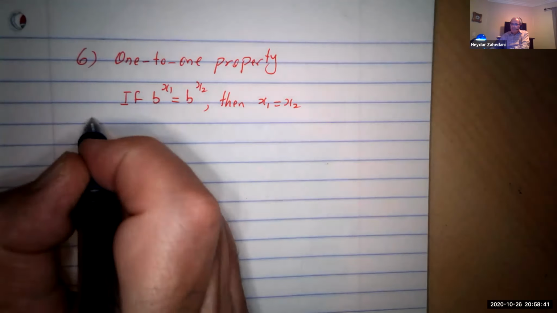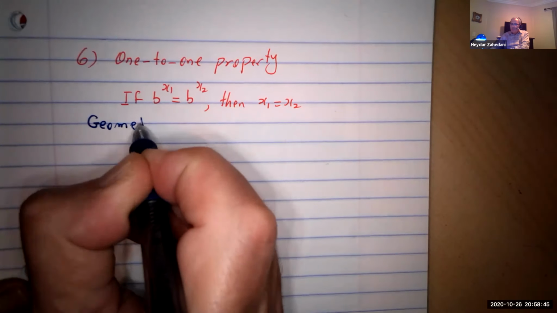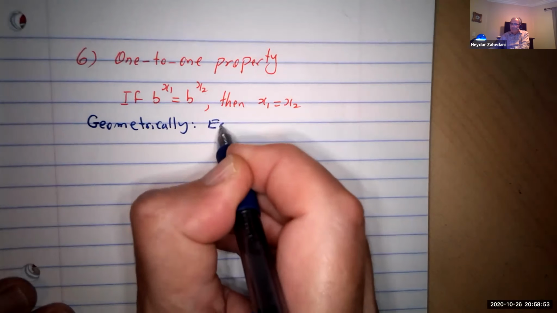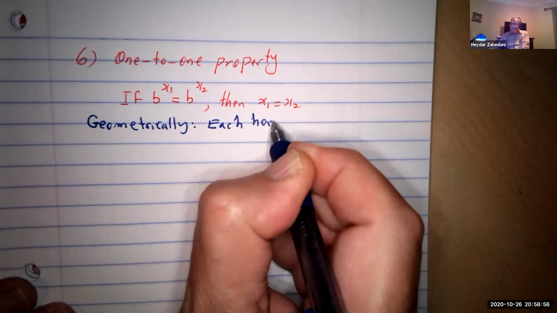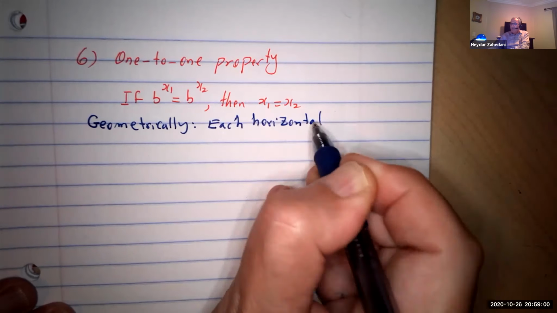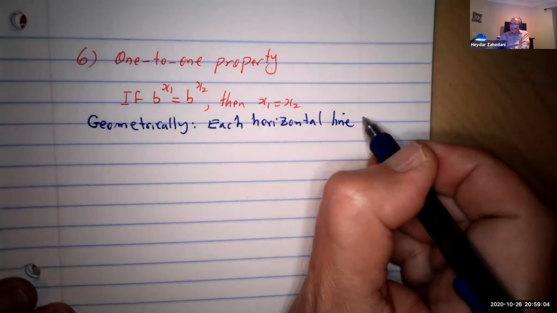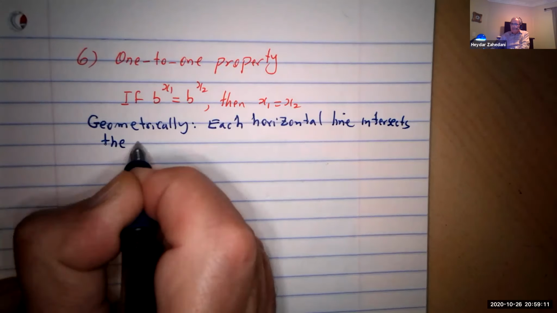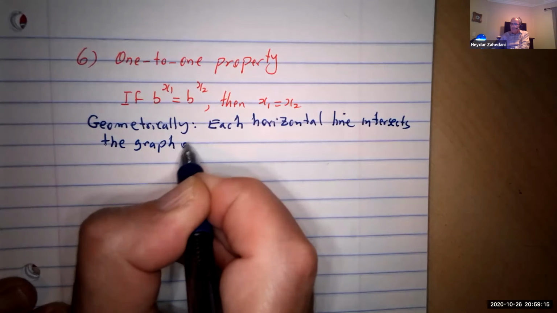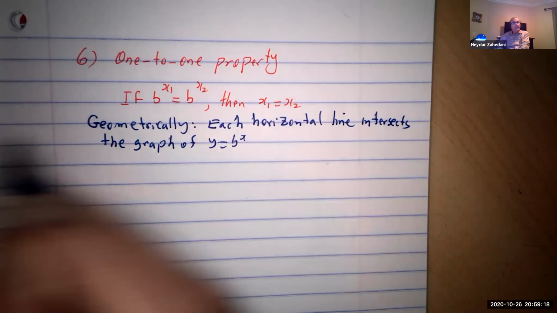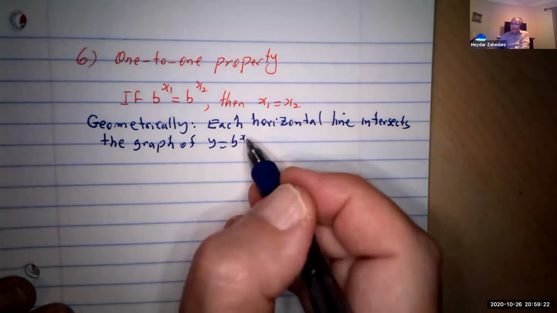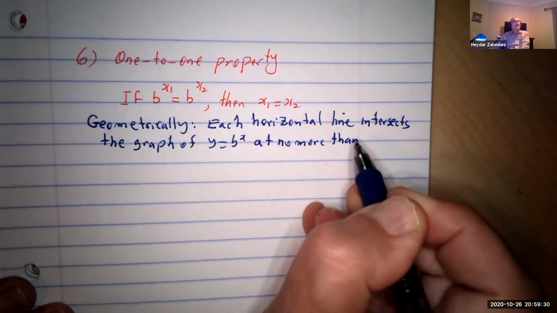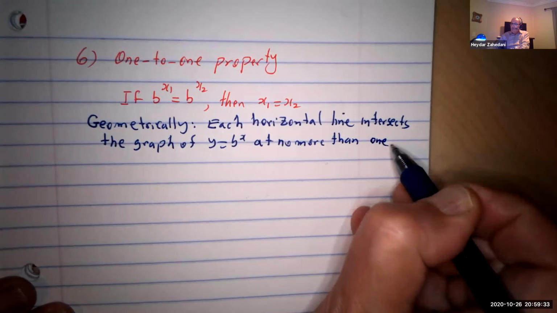So this means, geometrically, if you like, this means each horizontal line intersects the graph of y equal to b to the x at no more than 1 point. Okay, 1 point.